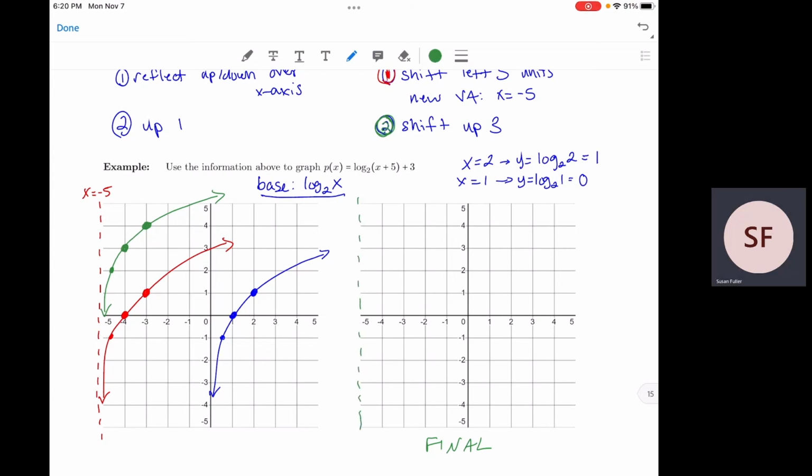That's my new asymptote at x equals -5. And I will put my points in. I've got -3, 4, -4, 3. And then I just kind of popped in this last one just to have another point to help me out, but we don't necessarily need that. And that is my final transformed log graph.